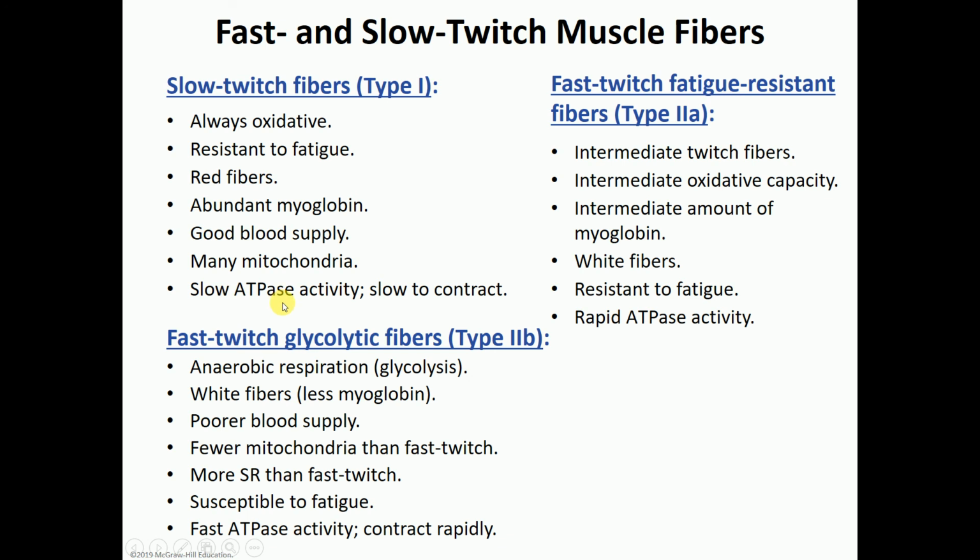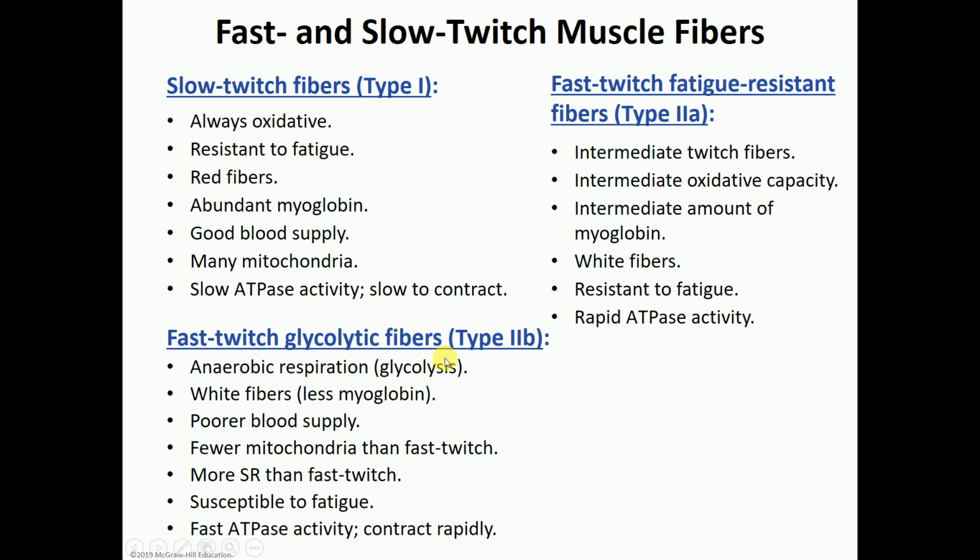So although it does have the ability to contract throughout the day, the ATPase enzyme goes at a very slower rate, and that's why these muscles are slower to contract. Okay, again, think of your back muscles, fatigue resistant. You're contracting your back muscle throughout the day, whether you're sitting, standing, or so on. Very good blood supply, red in color.